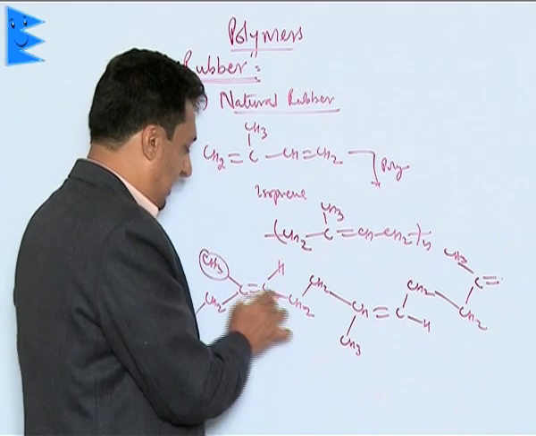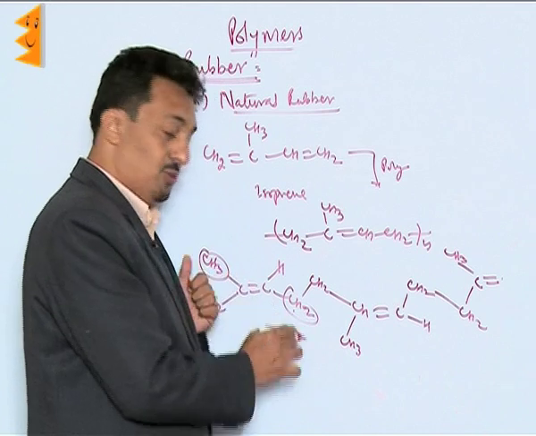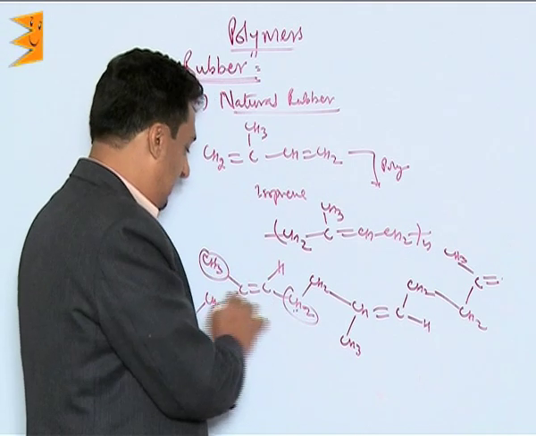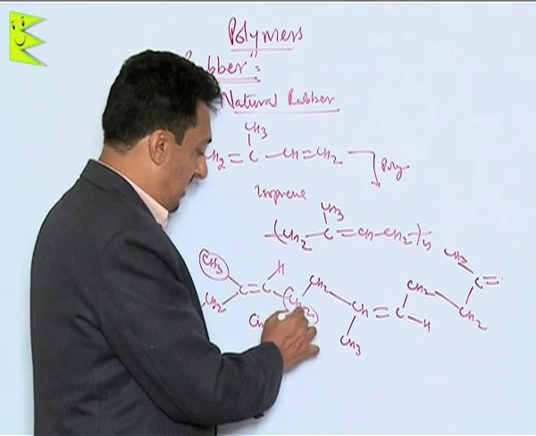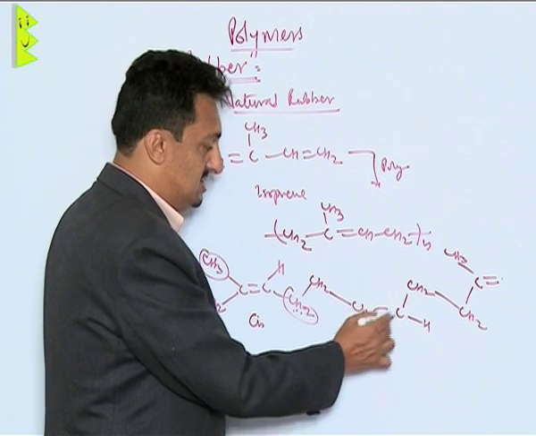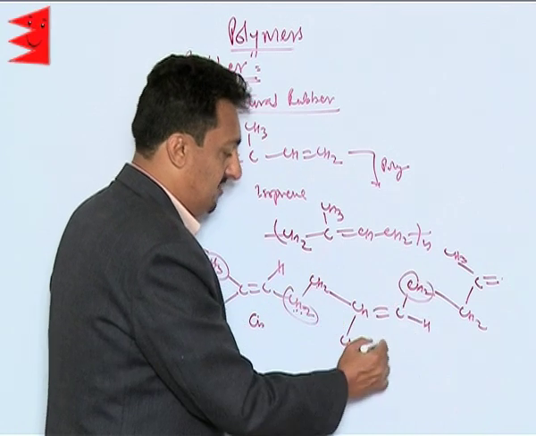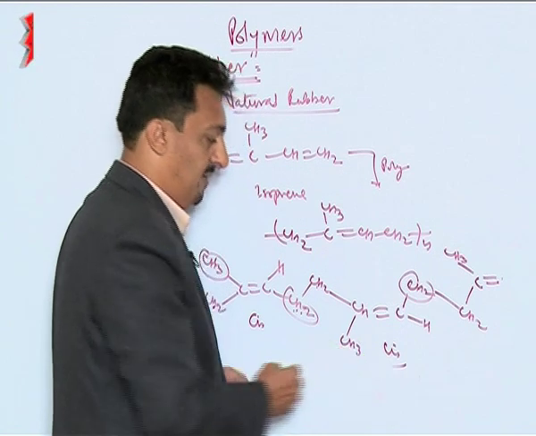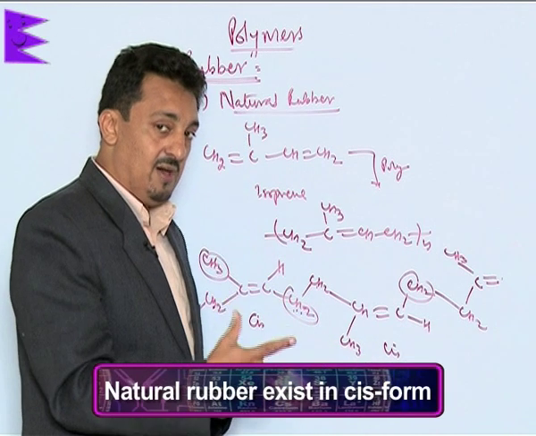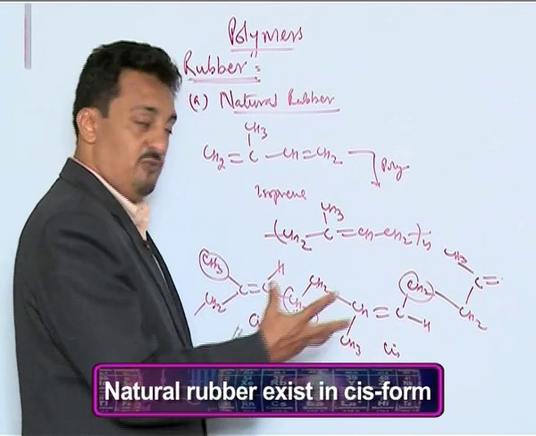So this methyl and this CH2 with respect to each other are on the same side, so it's called cis. And then CH2, CH2, CH, CH3, CH3. Then again these are on the same side. So what we find is it's a cis form. So natural rubber exists in cis form.